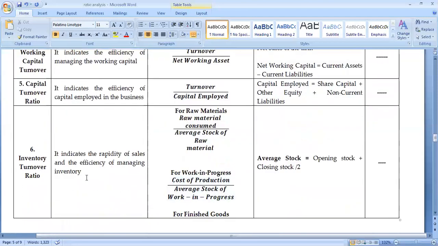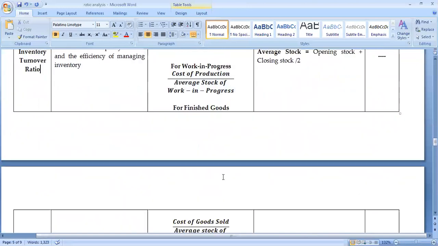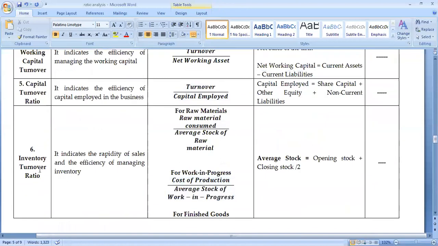Inventory turnover ratio. So inventory is in terms of stock. So it indicates rapidity of sales and the efficiency of managing the stock. For raw material, there are three circumstances here. In the case of inventory turnover ratio, for raw material, raw material consumed will be compared with the average stock of raw material. So by the 2 years, opening stock and closing stock will be added and divided by the number of years. So you get the average stock.